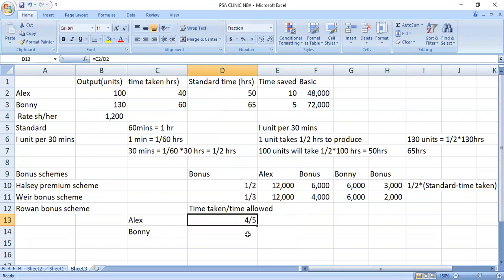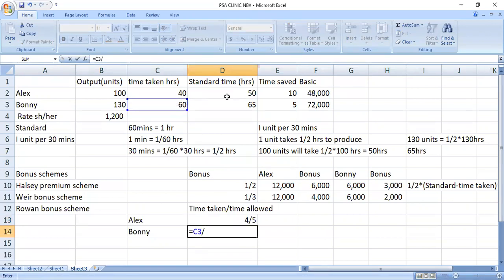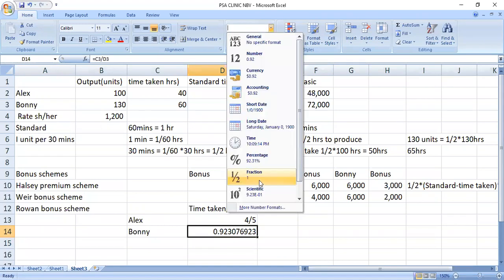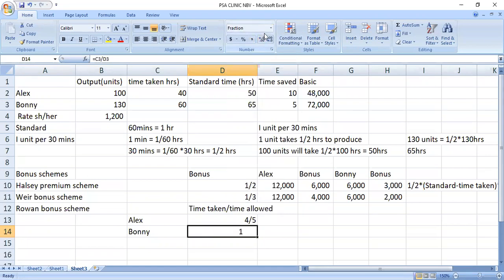Okay, so this will be the fraction. Then for Bonnie, we're saying it is time taken, which is 60, divided by the standard, which is 65. And this fraction for him, it can't be 1. Okay, this is taking forever. Let me use the decimals. It's supposed to be a fraction, 60 out of 65.